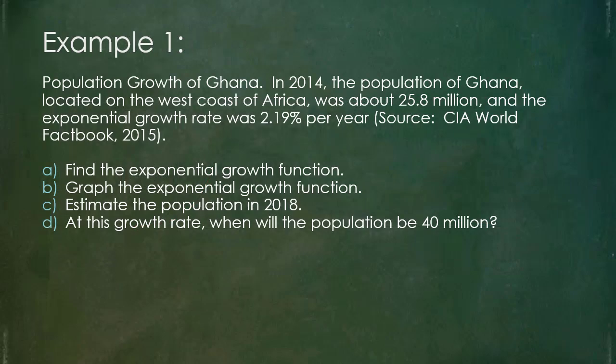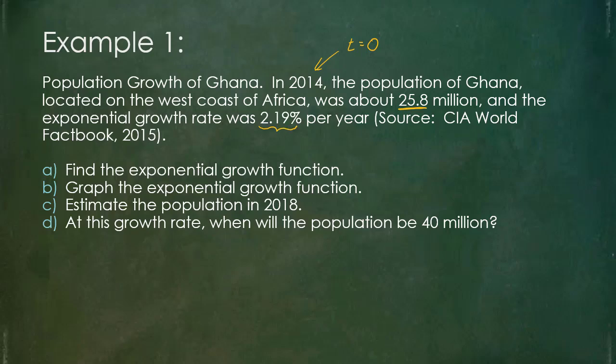So we'll go ahead and jump into our first example here. This one happens to be a population growth problem. It gives us when our time of 0 is, so this year of 2014 is telling us, by giving us the initial value there, that's going to be when time is 0. So in this scenario, I know that the P sub 0 for this problem is going to be that 25.8 million. And then it does give us a growth rate, but as a percentage.